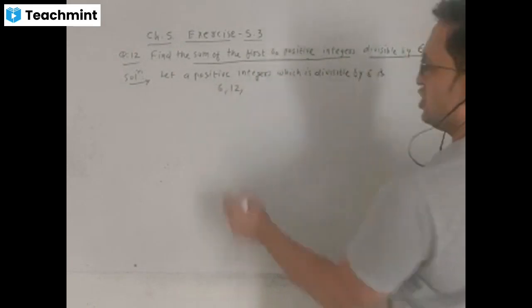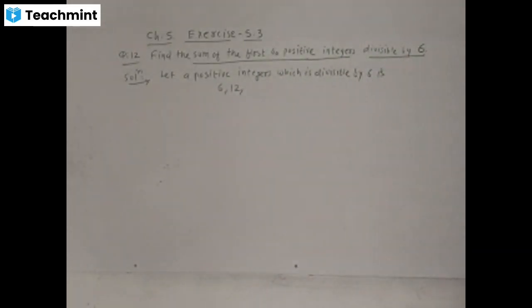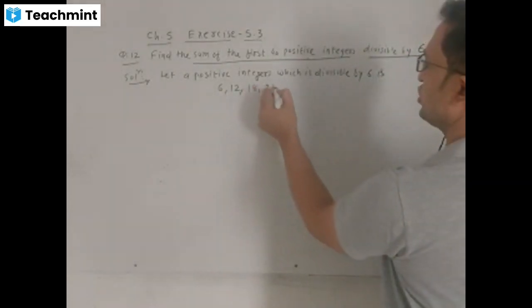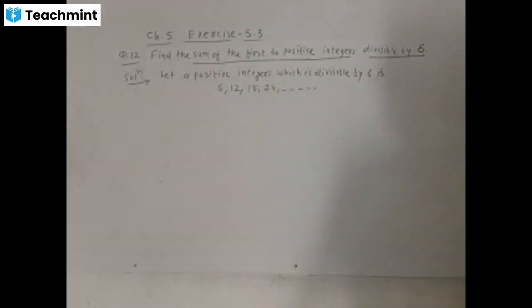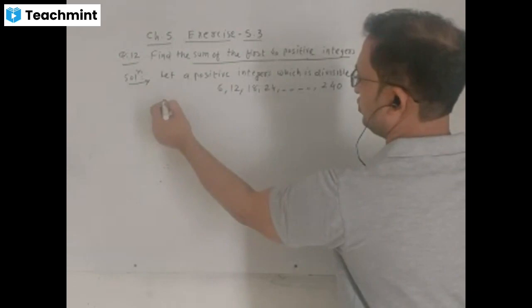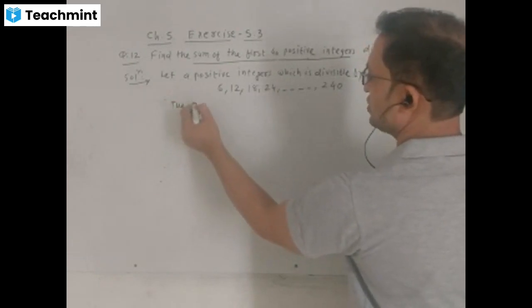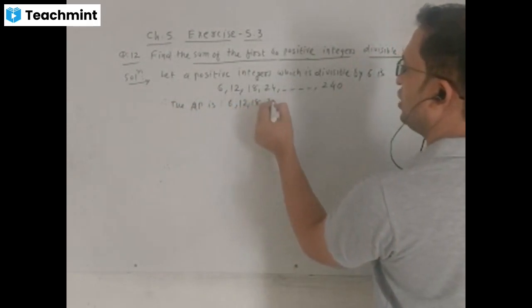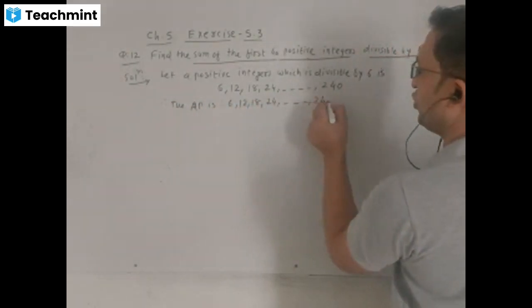6, 12. Write the table of 6. Multiples of 6: 6 times 1 is 6, 6 times 2 is 12, 6 times 3 is 18, 6 times 4 is 24, up to 40 terms. 6 into 40 is equal to 240. Therefore, the given AP is 6, 12, 18, 24 up to 240.